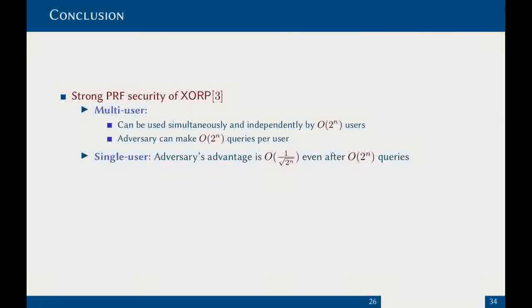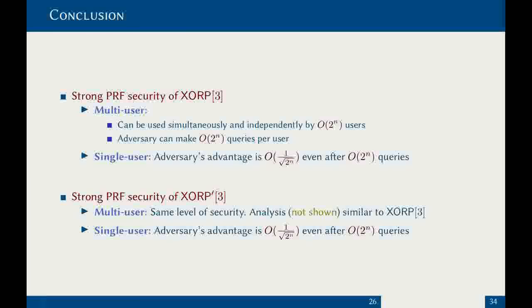To conclude, in this work we have shown strong PRF security of the construction XRP3. In the multi-user setting, our result implies that XRP3 can be used simultaneously and independently by order of 2^n many users, while the adversary can make order of 2^n many queries per user. In the single user setting, we have shown that the adversary's advantage is negligible, precisely of the order 1 over 2^(n/2), even after making order of 2^n many queries. For the efficient version XRP-3, we have shown similar security guarantees. We have given the proof only for the single user case, and the multi-user security analysis can be carried out in the same manner as was done for the construction XRP3.